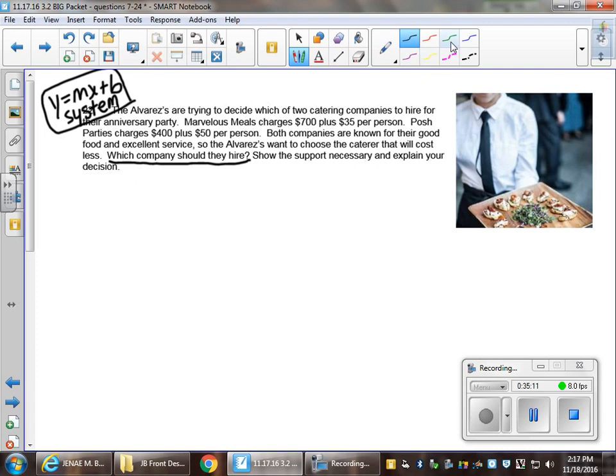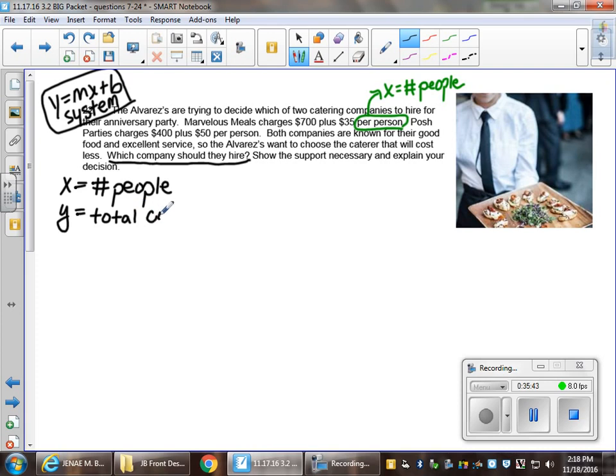First, though, we know x will be people. Again, don't write x equals per person. From this, I know x will be number of people. So x is number of people. Y will be the total, in this case, total cost.